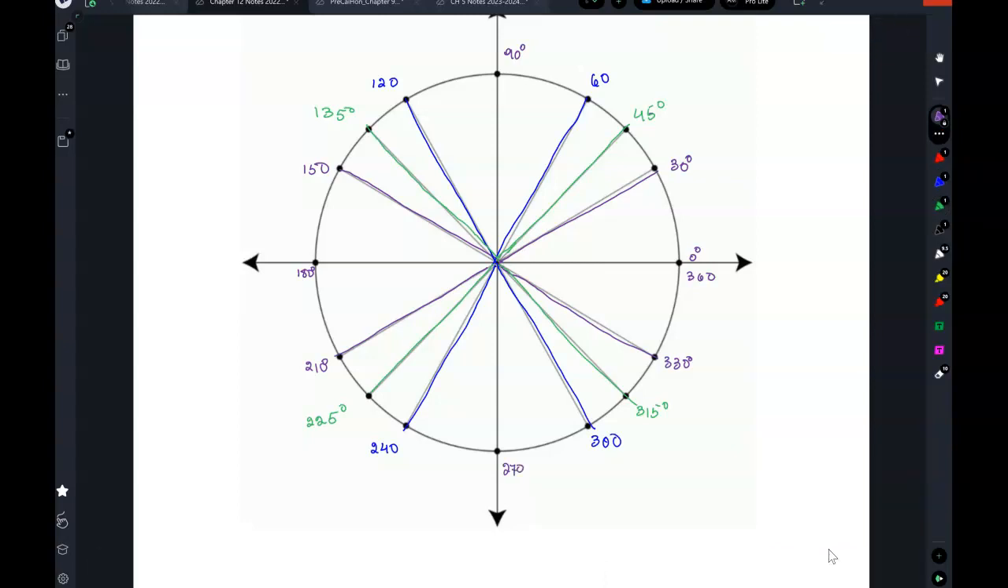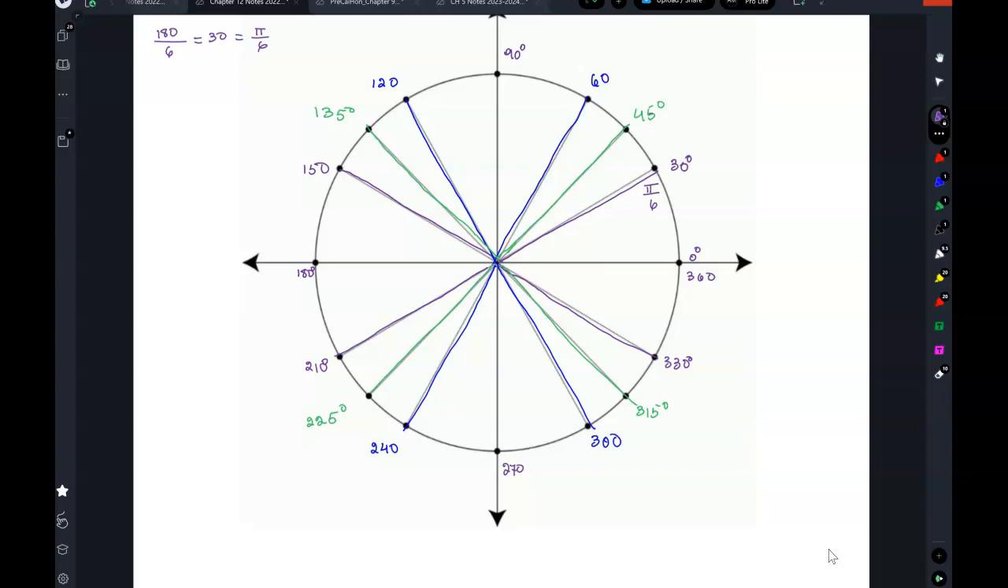So now we're going to do the radian equivalents. Okay, so the purple ones, the 30 degrees. 30 is the same as what in radians? Remember, 30 is 180 divided by 6. That gets you 30. So that's the same as what over 6? Pi over 6. So this will be pi over 6.